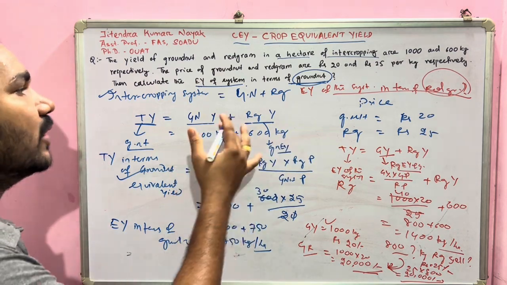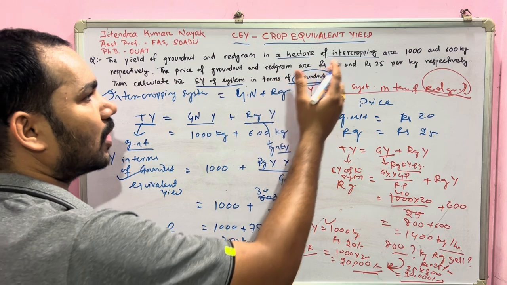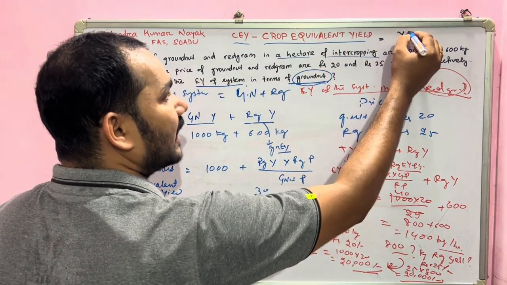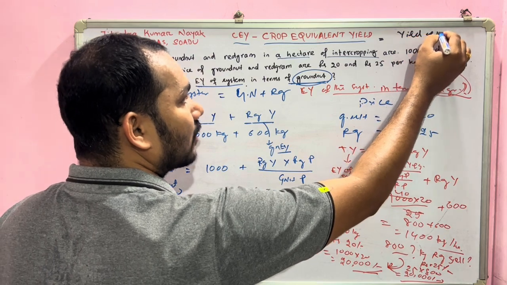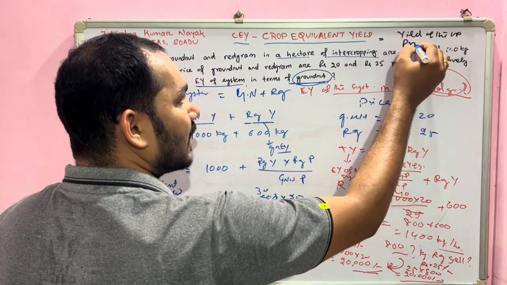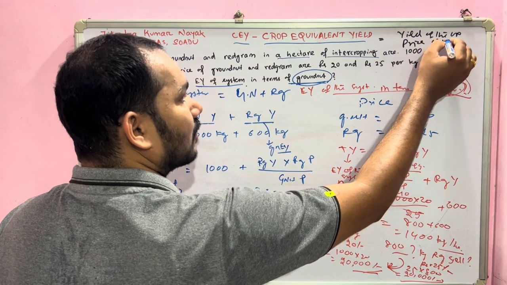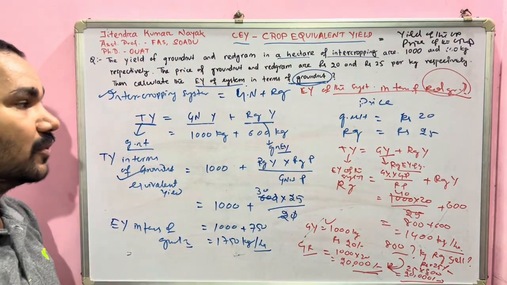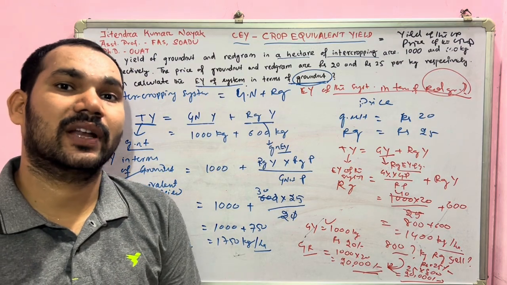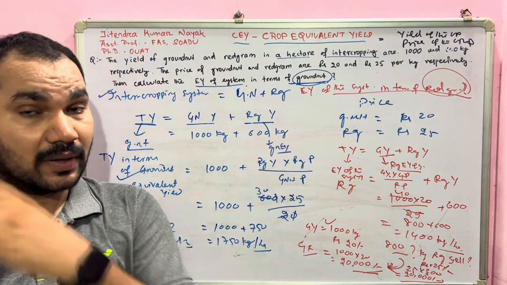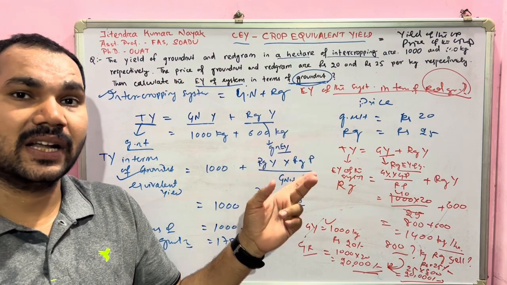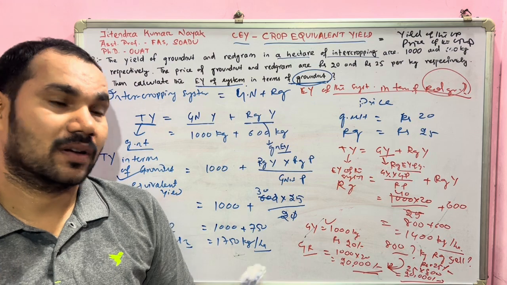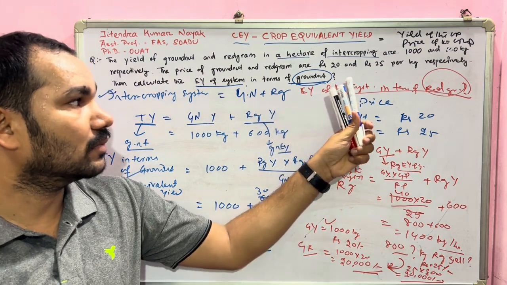So for crop equivalent yield calculation, you should know the yield of the crop and the selling price of the crop. Then only you can calculate this yield. Okay. So I hope you can understand this. Practice this question repeatedly and you will know the concept behind it, and you can answer the question very easily.